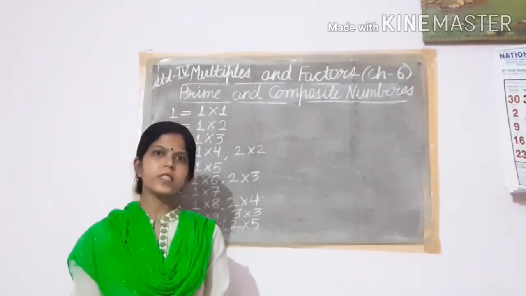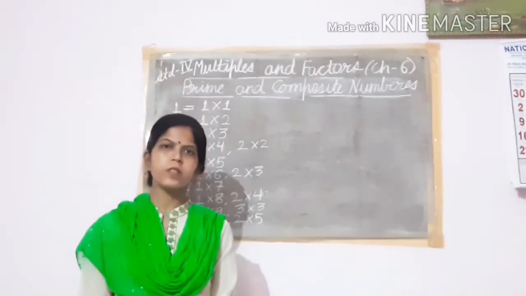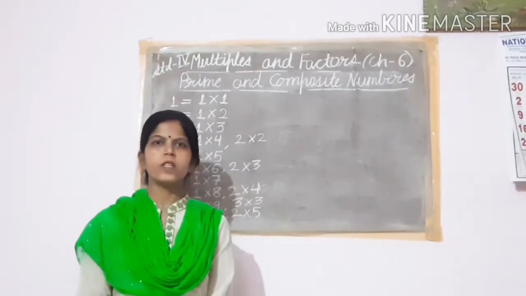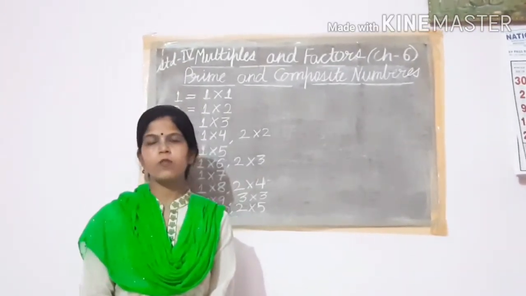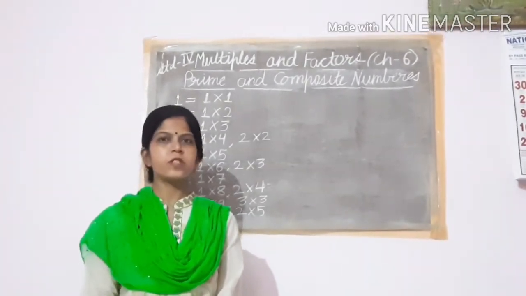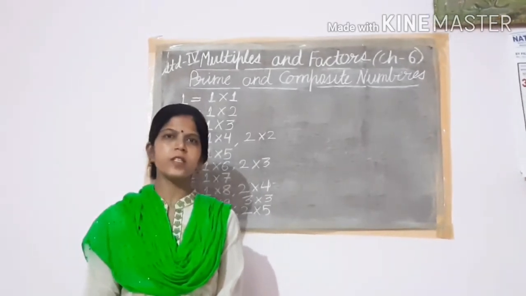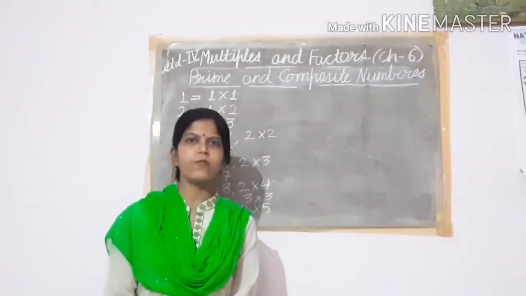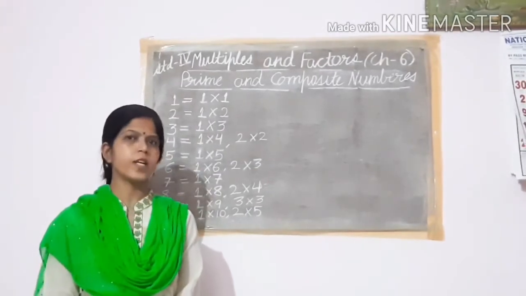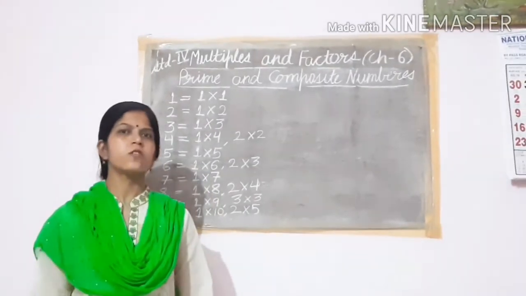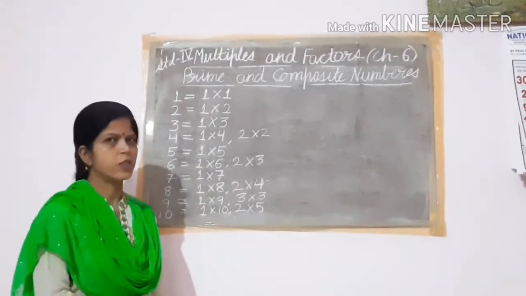As we are continuing the chapter Multiples and Factors, today I am going to teach you about prime and composite numbers. But before teaching it, I want to show you the factors of 1 to 10 natural numbers which I have already written on the board.